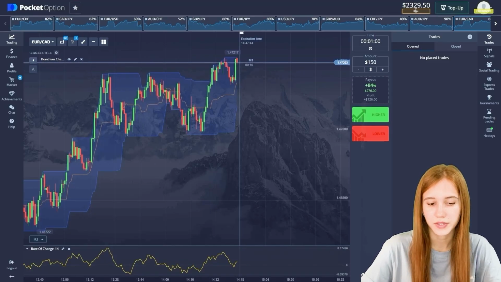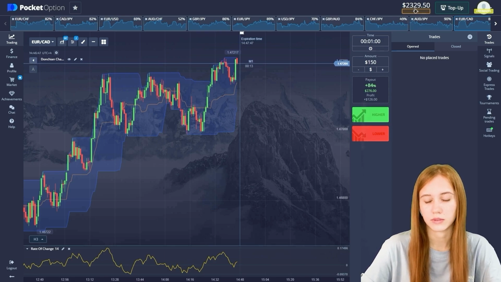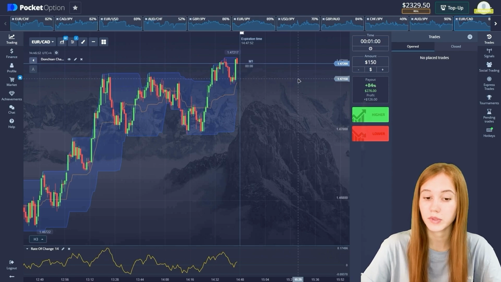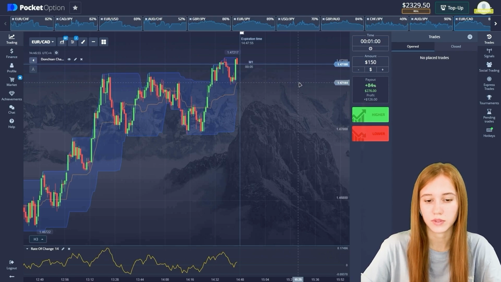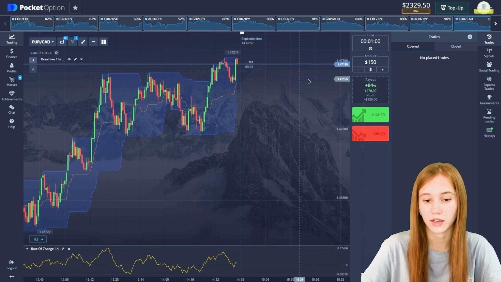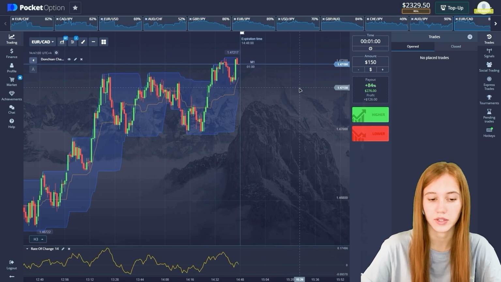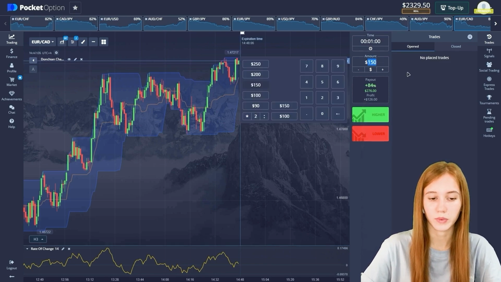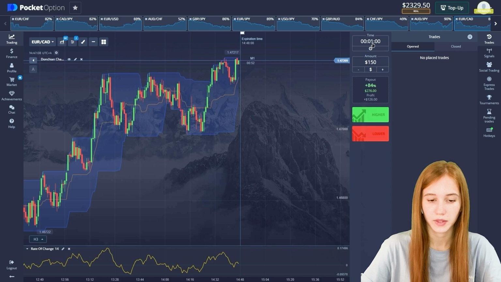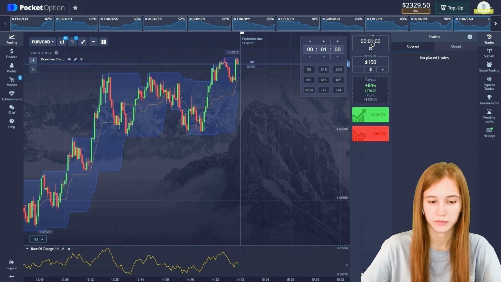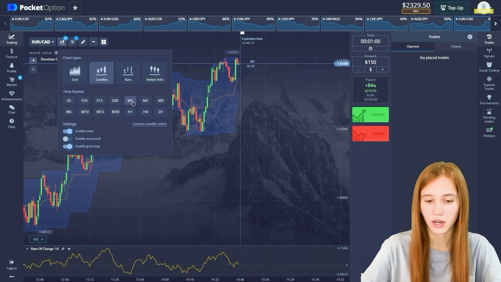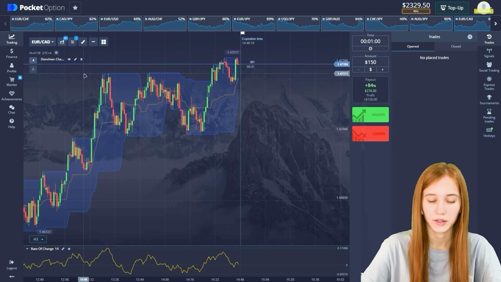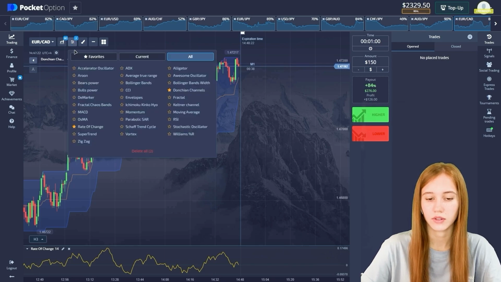So let me remind you that our balance was almost $1,000. At the moment we have $2,000 and $329, more than 2 times. Let's also talk about our settings and what we used today. The deal amount was $150. We traded on minute trades. Our settings were a minute time frame and candles. We used 2 good indicators.